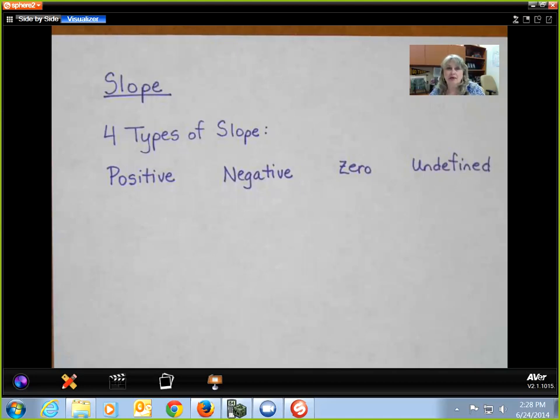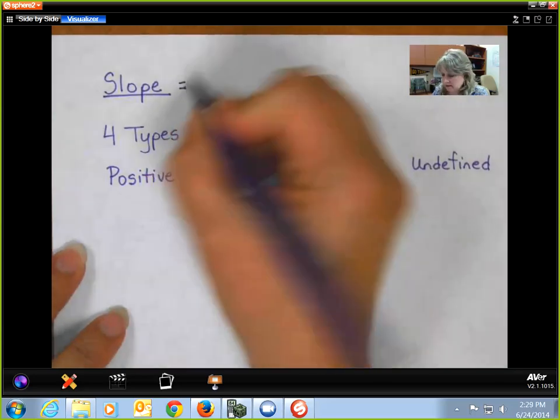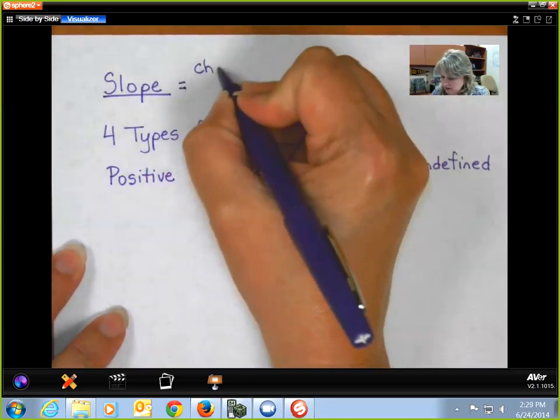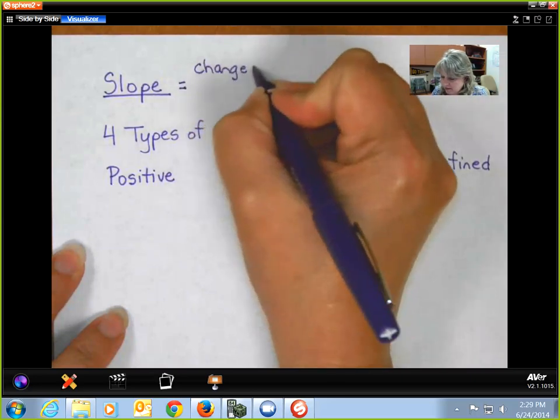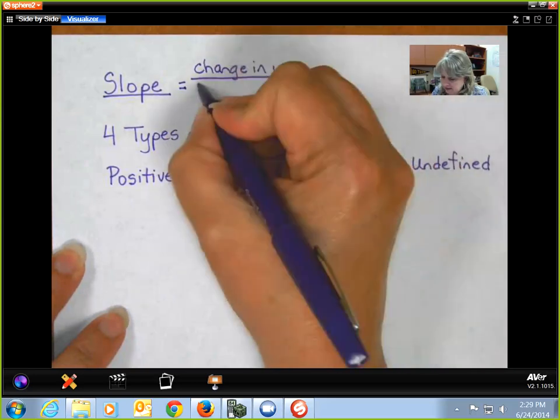Okay, slope is also known as rise over run, or your change in y over your change in x. So let's look at our paper here. Slope is your change in y being divided by your change in x.